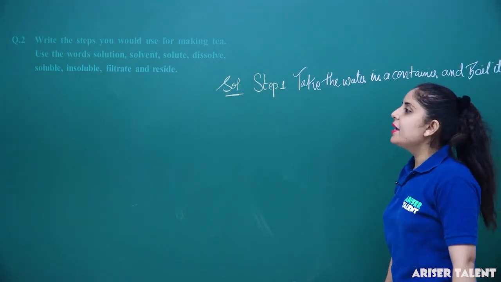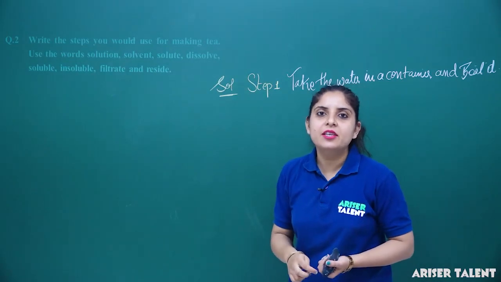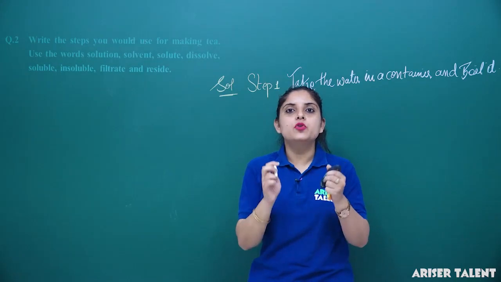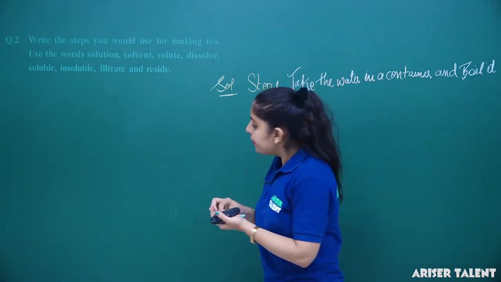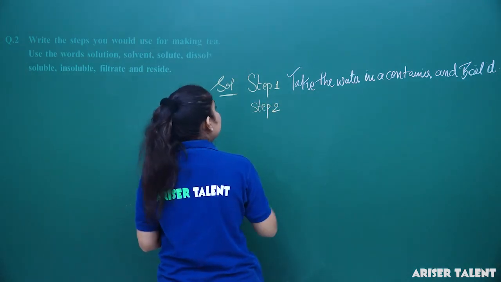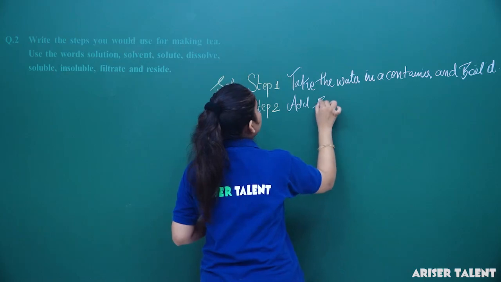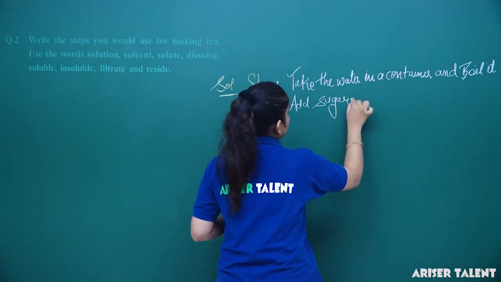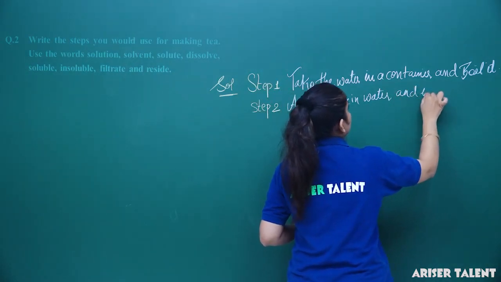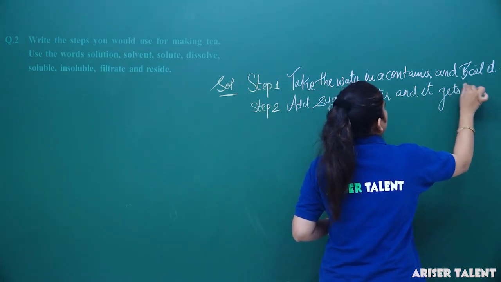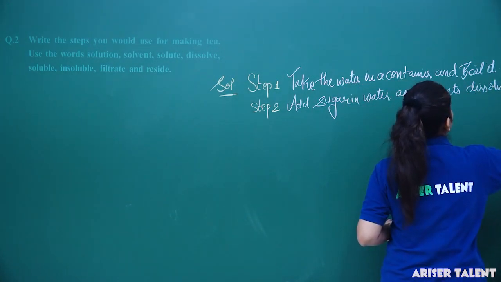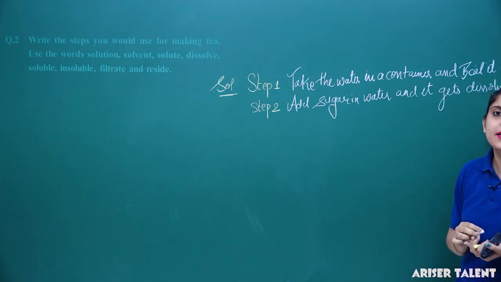Okay. Now in step number 2, what you will do, you will just add the sugar in that water, and you can see that if the water has been boiled, the sugar is going to dissolve in the water. Clear? So this is step number 2. Step number 2 is add sugar in water and it gets dissolved in it. If you add the sugar in water, the sugar is going to dissolve in that boiled water.